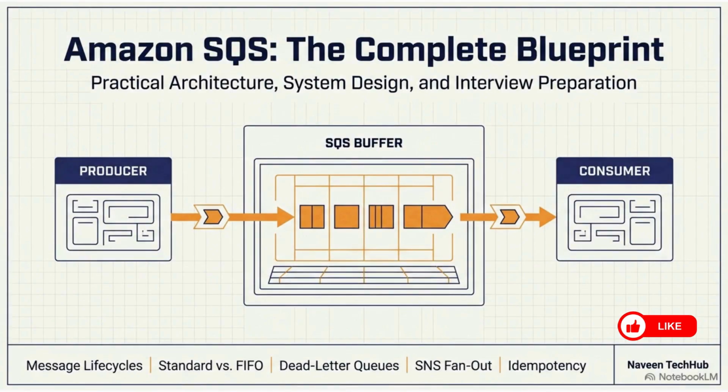Imagine an online order system during a major sale. Thousands of customers place orders at the same time, but payment, inventory, shipping, and notification services cannot all process work at the same speed. If every service must respond immediately, one slow component can delay or break the complete order flow. Amazon's Simple Queue Service, or Amazon SQS, solves this by placing a durable buffer between producers and consumers.